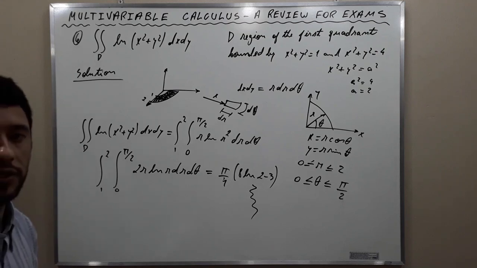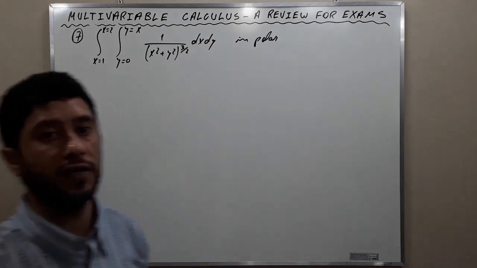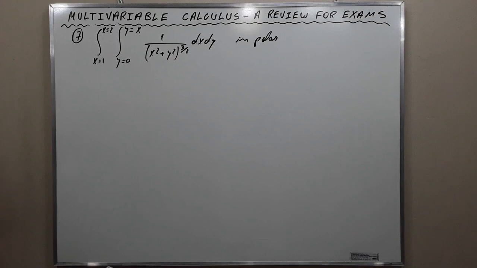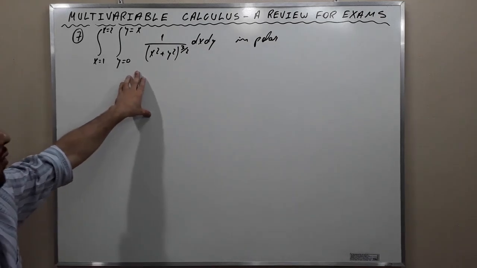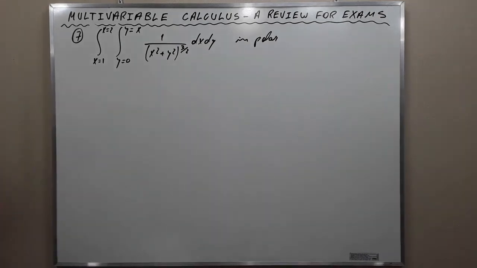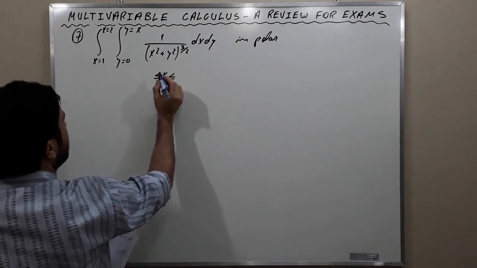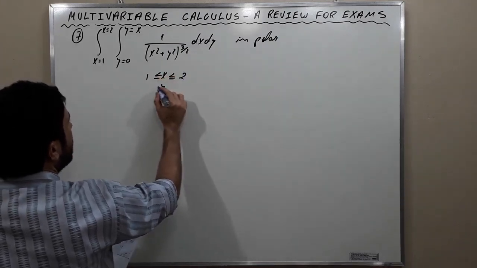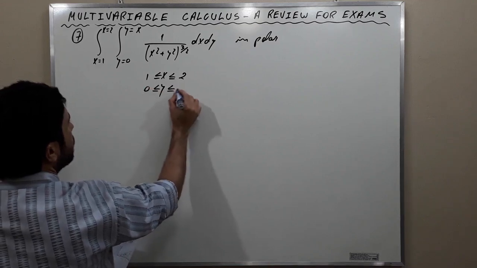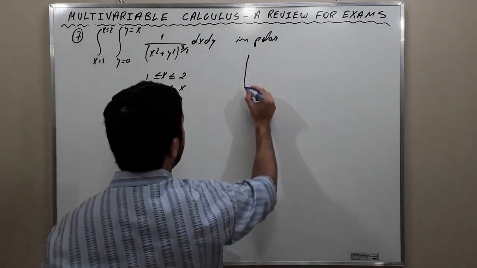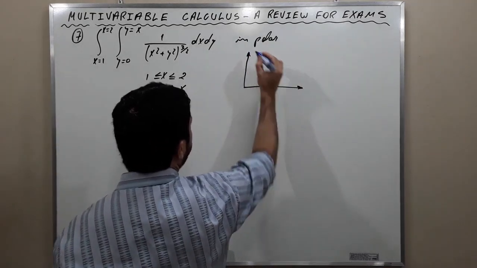Let's go to exercise 7 now. Calculate this double integral in polar coordinates. To convert this Cartesian form to polar, we need to understand how to convert. And we know the exercise gave us that x varies from 1 to 2 and y varies from 0 to x.